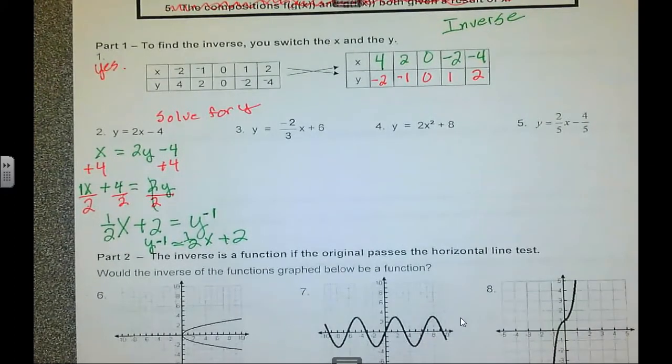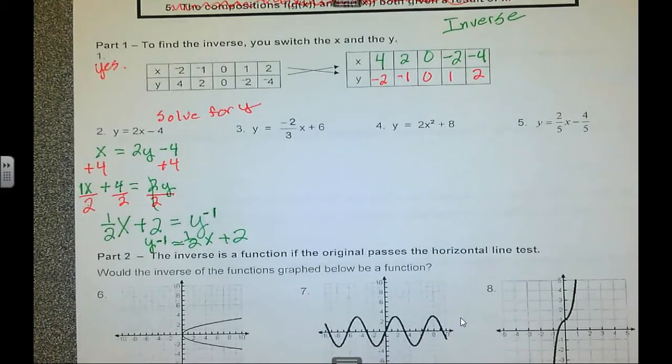No. We can't have a quiz tomorrow. We don't have enough time. The quiz will be Tuesday.